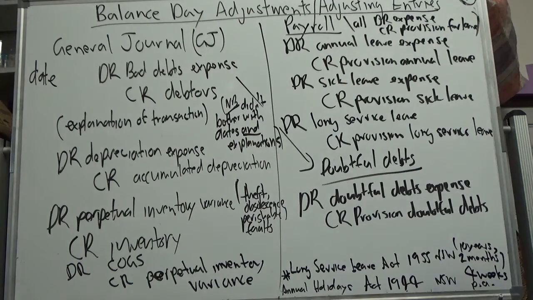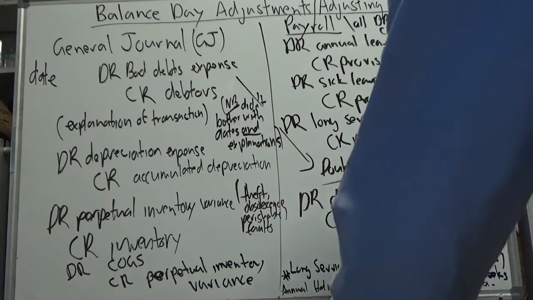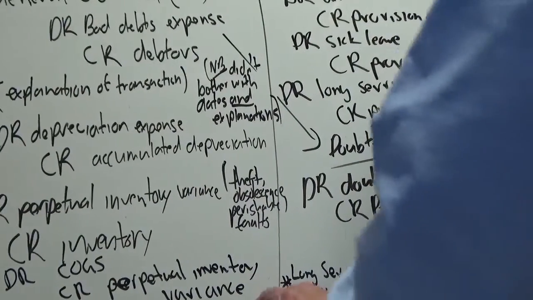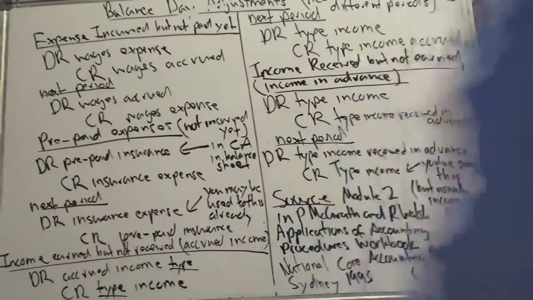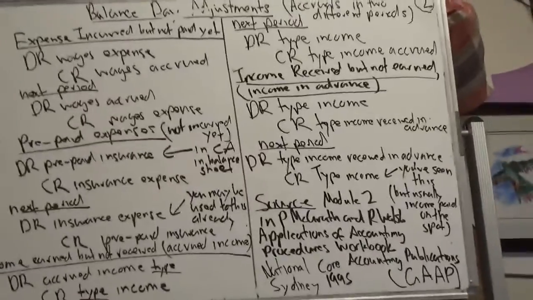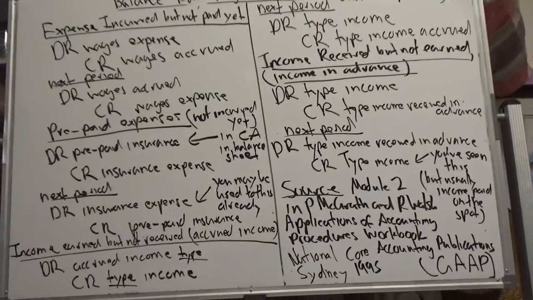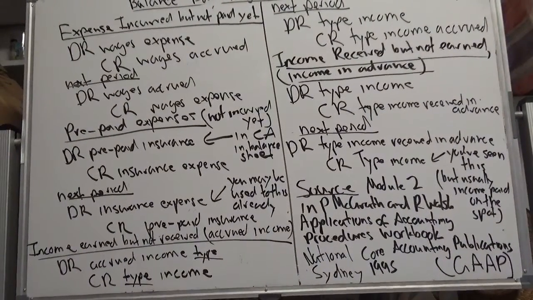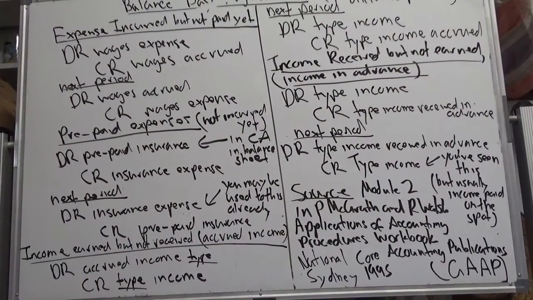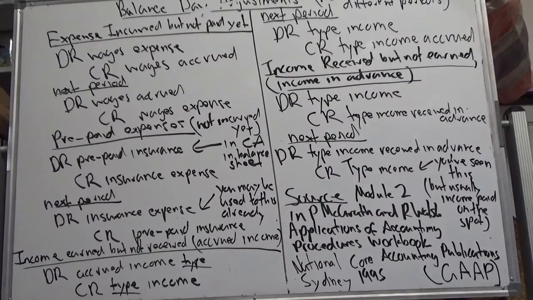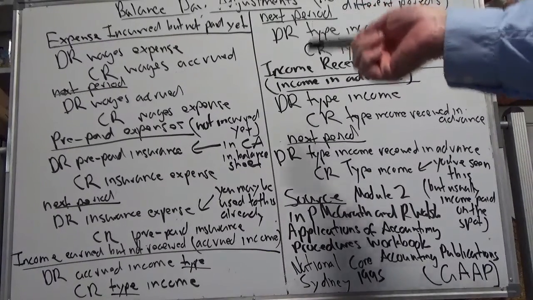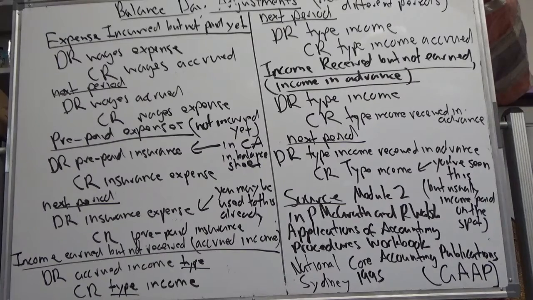So now I'll just turn the whiteboard over for some more adjusting entries. I'll just make sure it's focused on the video recorder, okay? Okay. So now we've got these adjusting entries. I'll just explain each one.